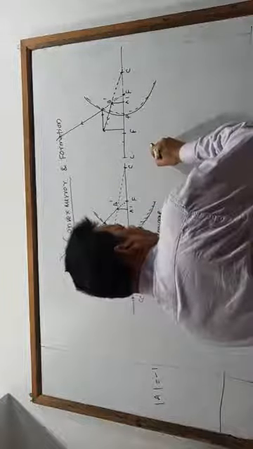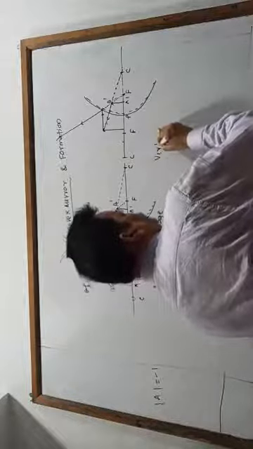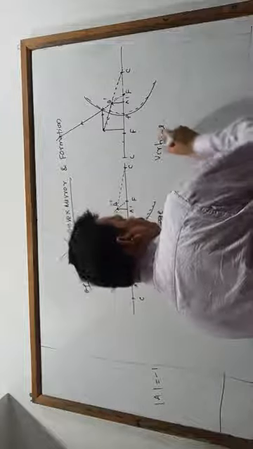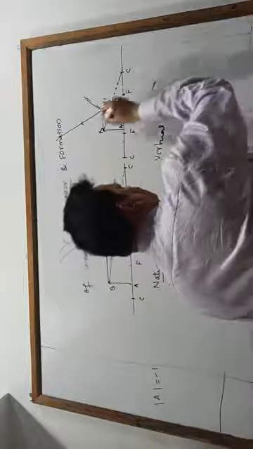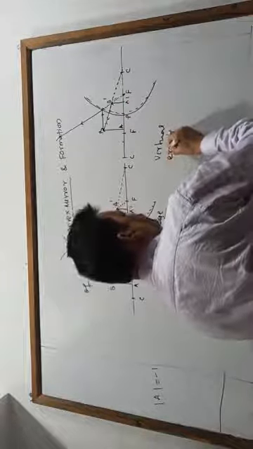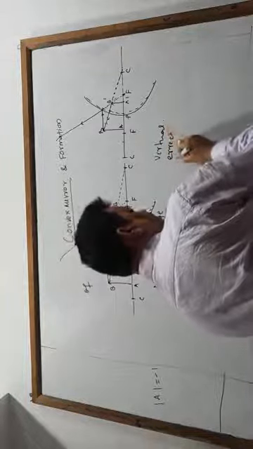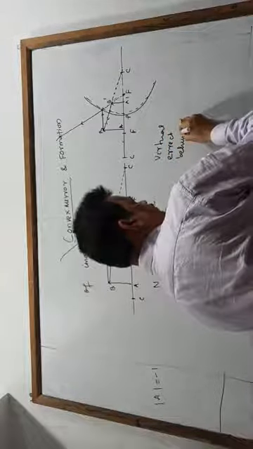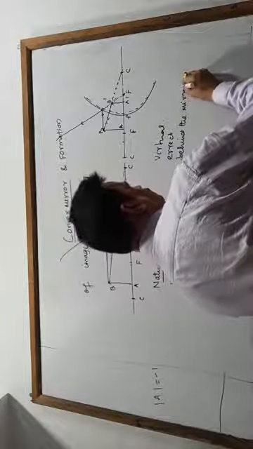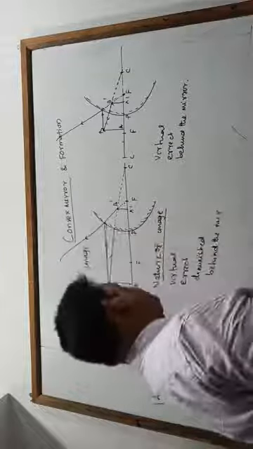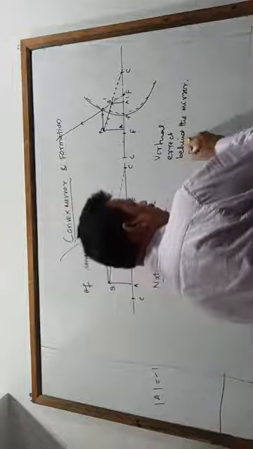This is your AB object. This is your A dash B dash. Virtual, erect, behind the mirror. Then smaller than the object.